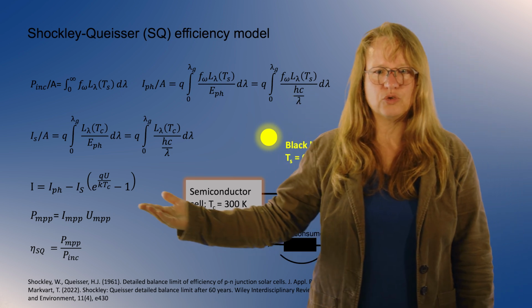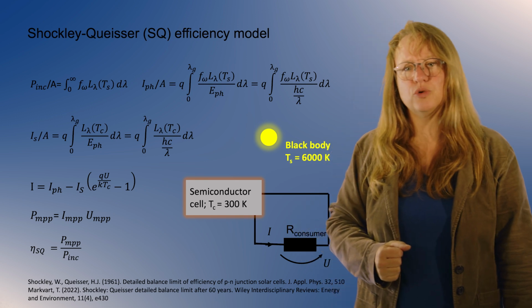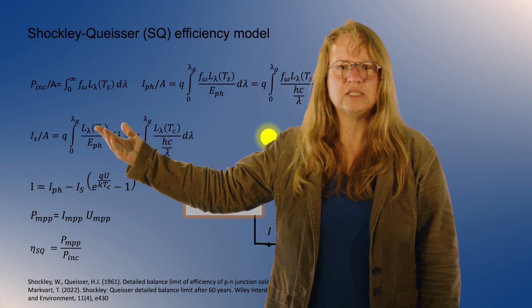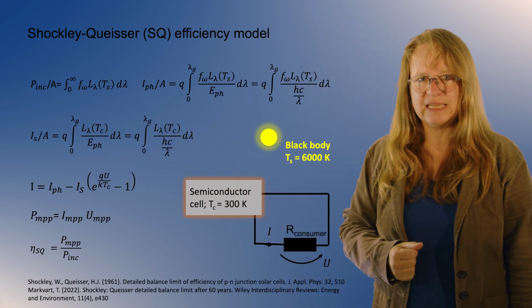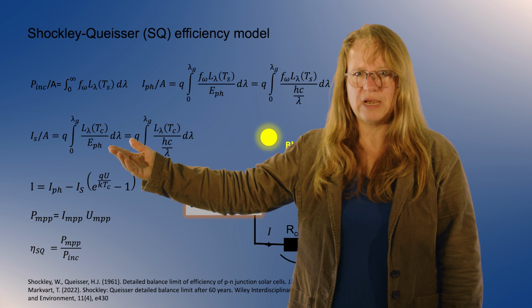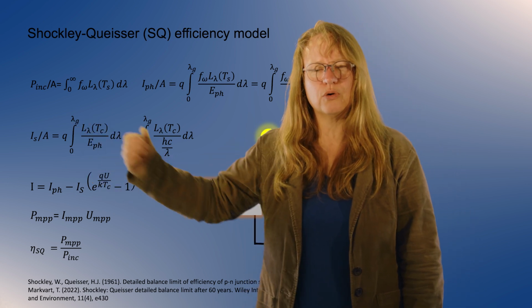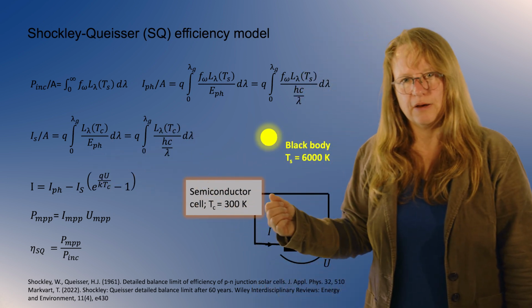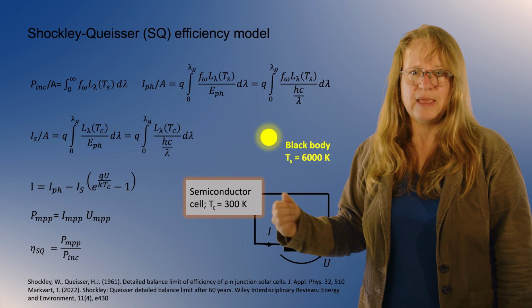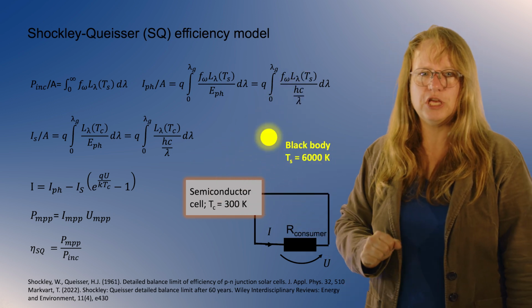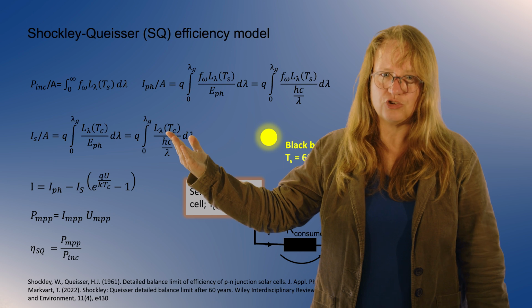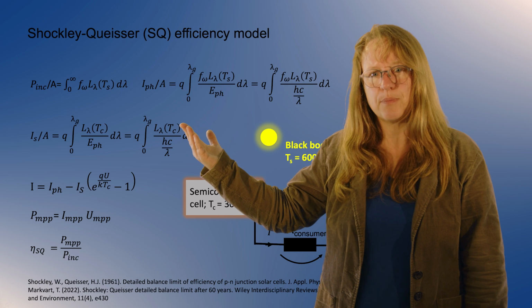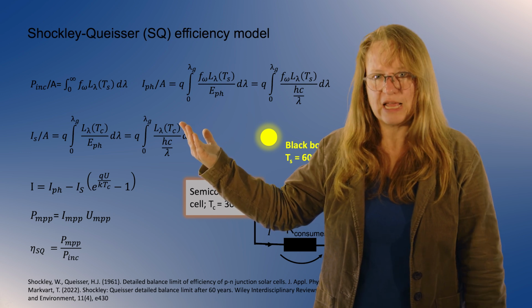Then, in order to calculate this diode model, we also need the saturation current. The saturation current is obtained by the spectral irradiance at the temperature of the cell divided by the photon energy, and again integrated from 0 to the band gap energy. So also here we can plug in for the photon energy h times c over lambda. And the difference between this equation and the equation up here is that in the equation for the saturation current, we only have the temperature of the cell. So here we use the black body spectral irradiance at 300 Kelvin, for example.